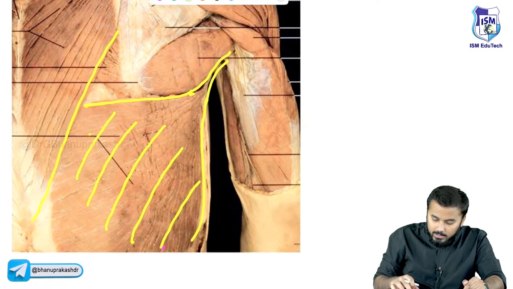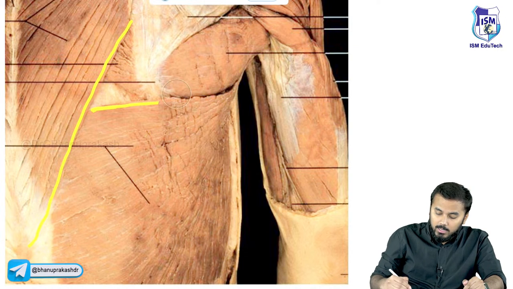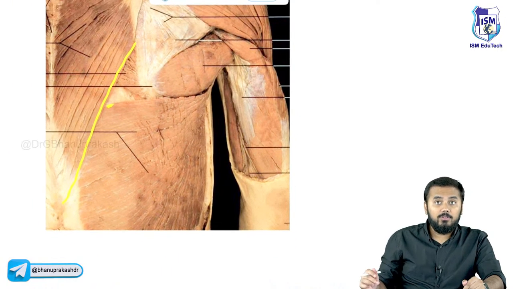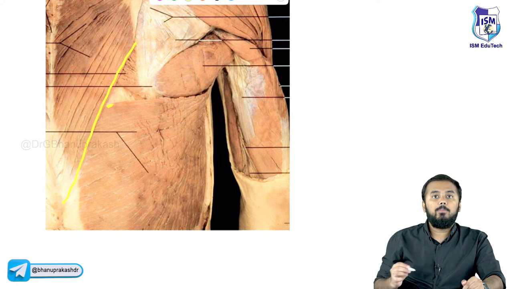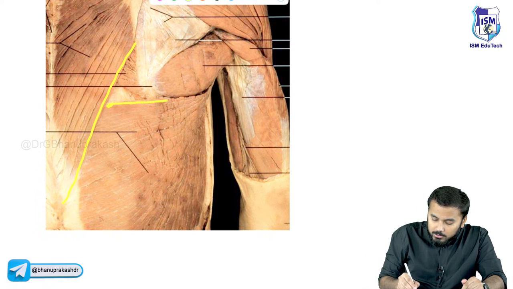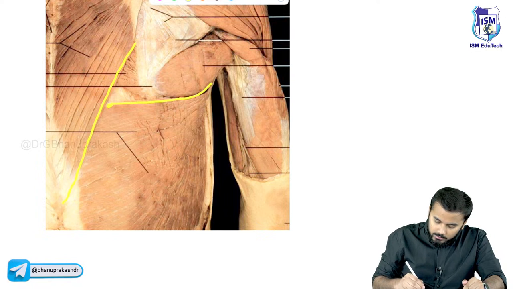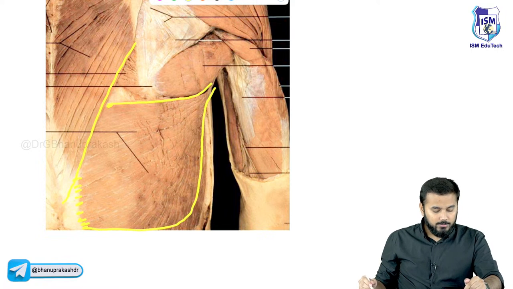If you can very clearly see here, again I'm rubbing it out. Just look at this, because in the next exam or in the FMG exam, they have this habit of giving image-based questions. Right? Look, this is the latissimus dorsi. See, this entire muscle all the way like this is your latissimus dorsi.